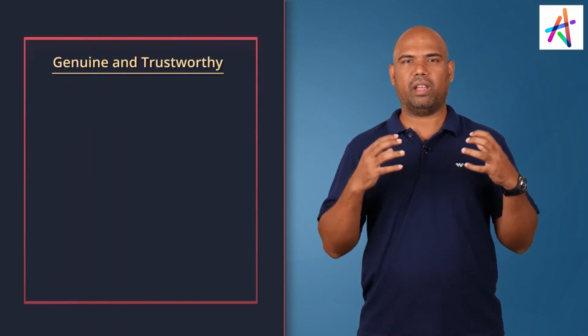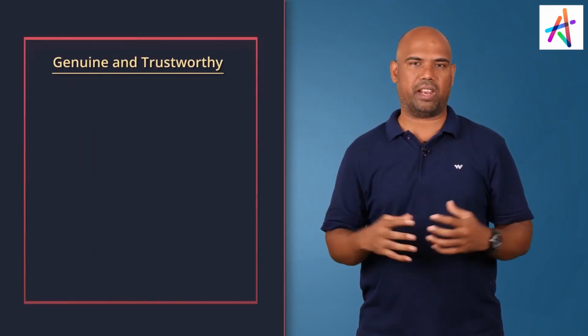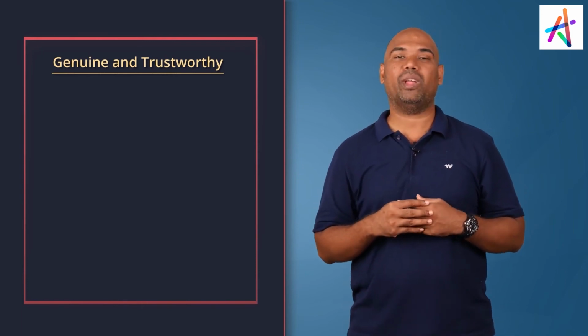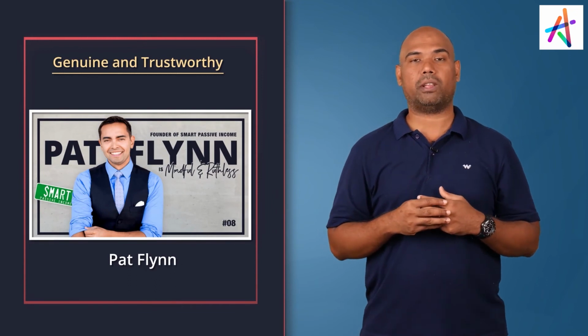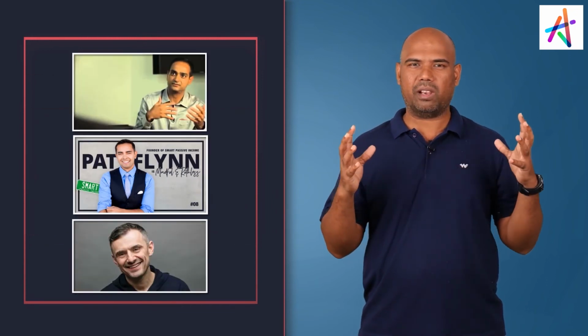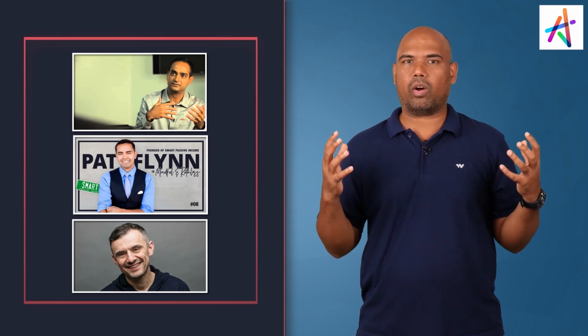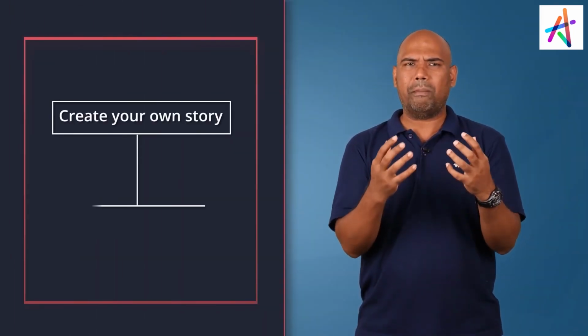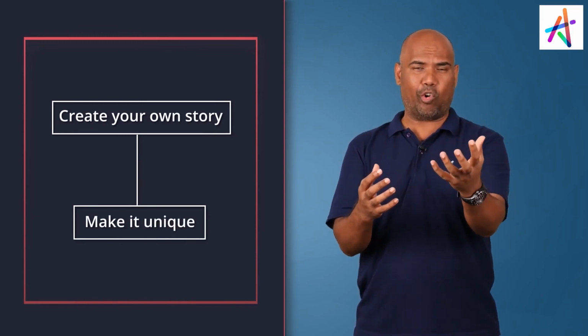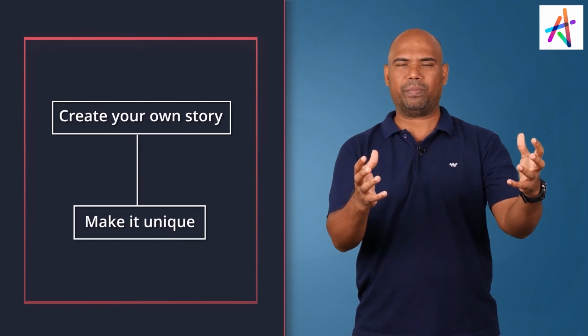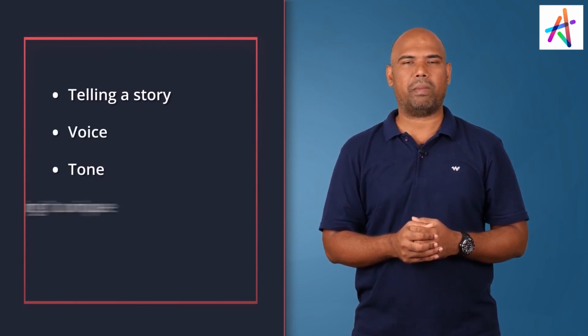And then the third one that I really like is being genuine, right? Being honest and transparent. And for that, the one guy that I really look up to is Pat Flynn from smartpassiveincome.com. So these are three kinds of people that have completely different styles of communicating and telling their brand story, but all three are impressive and unique from their own perspective. And that's what I'm talking about. When you come up with your brand story, make it unique, make it stand out, lend your voice, really make it your own. And that's what this session is about: telling your story, voice, tone, and making it your own.